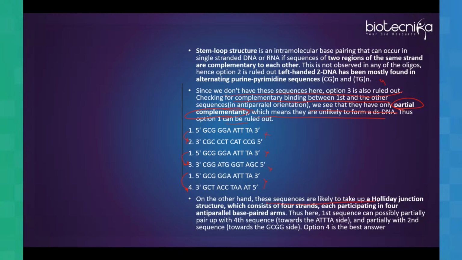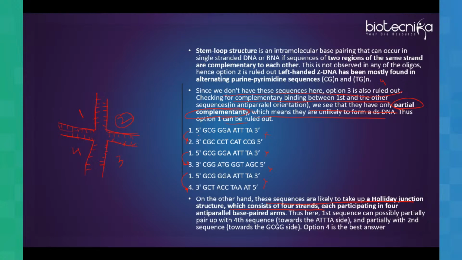On the other hand, these sequences are likely to take up a Holliday junction structure, which consists of four strands. So how does a Holliday junction look? Something like this. As you can see, there are four strands. Let this be the first sequence, second sequence, third sequence, fourth sequence. The first is partly having complementarity with the second strand, but not the entire strand. The rest of the second strand is having complementarity with the third strand, but only half of it. And the other half of the first is having complementarity with half of the fourth strand. So that is how a Holliday junction is formed.